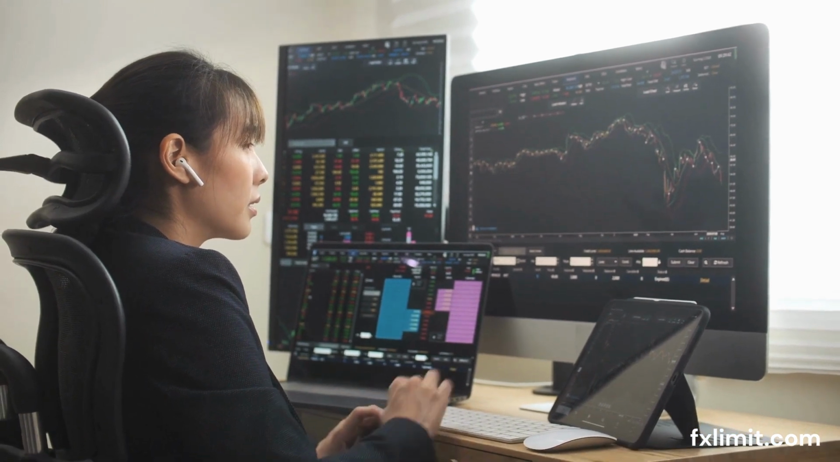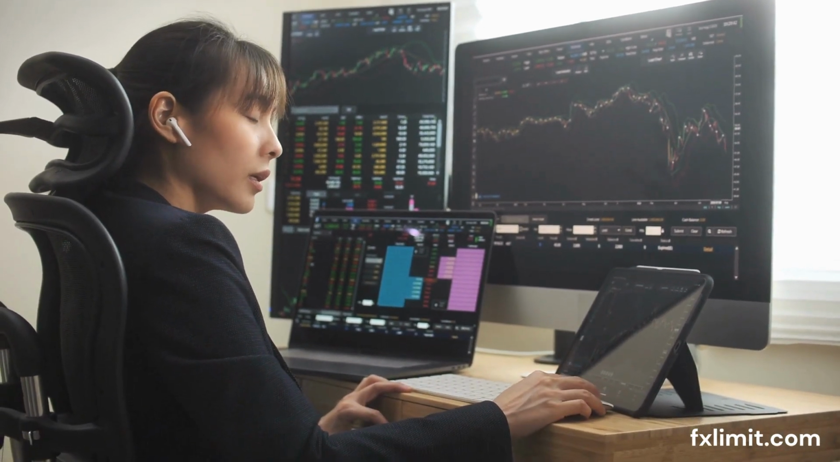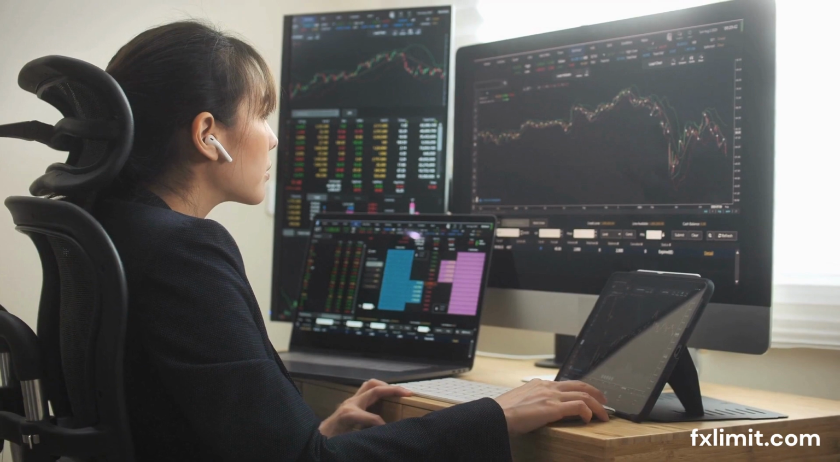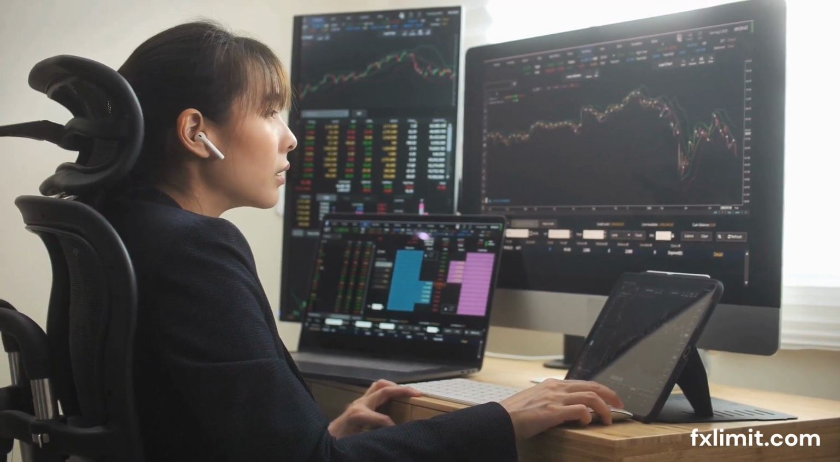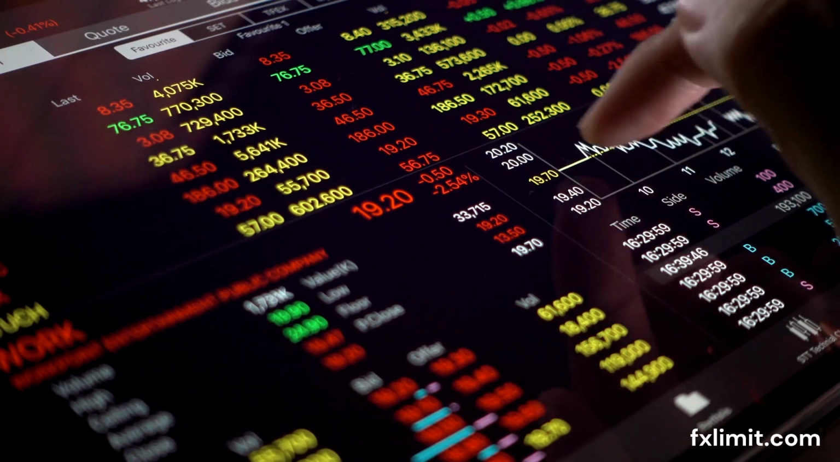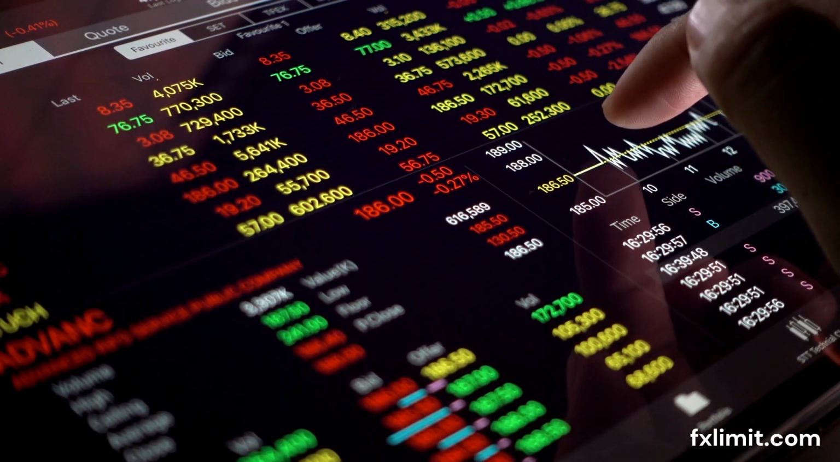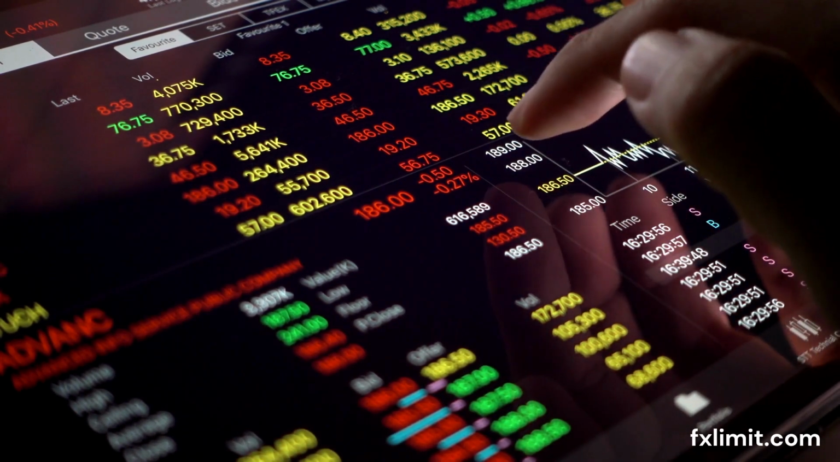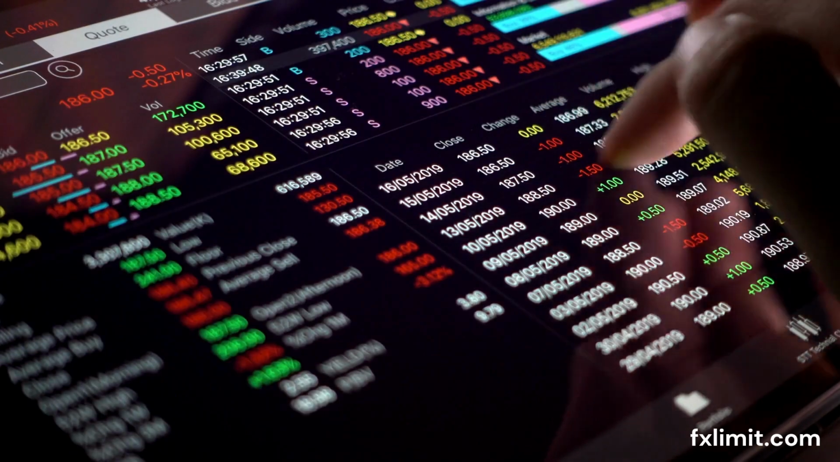Today, we're diving into a crucial topic that every serious investor should master: using fundamental analysis to predict interest rate changes and understand their effect on currency values. This is a topic that's not only fascinating, but also immensely practical in the world of currency trading. Let's start with the basics.